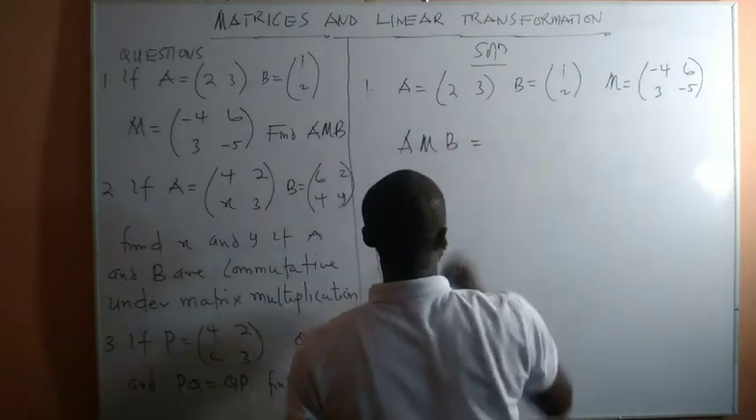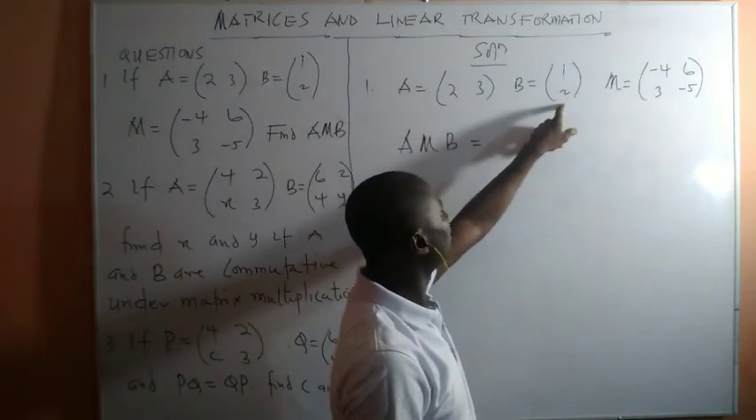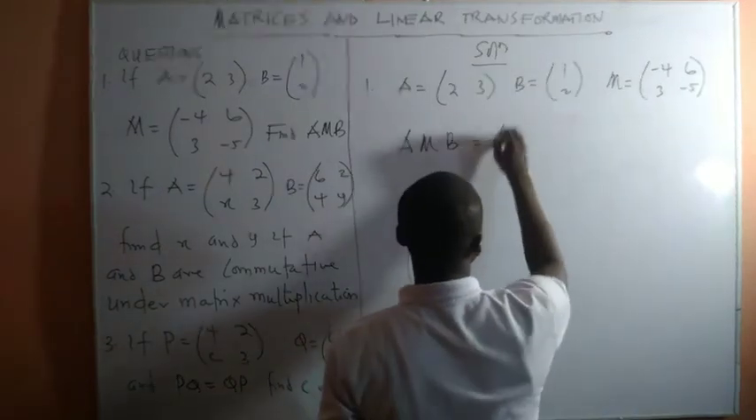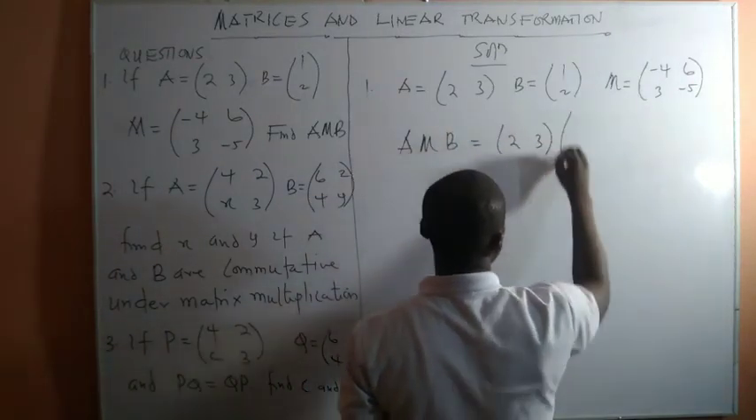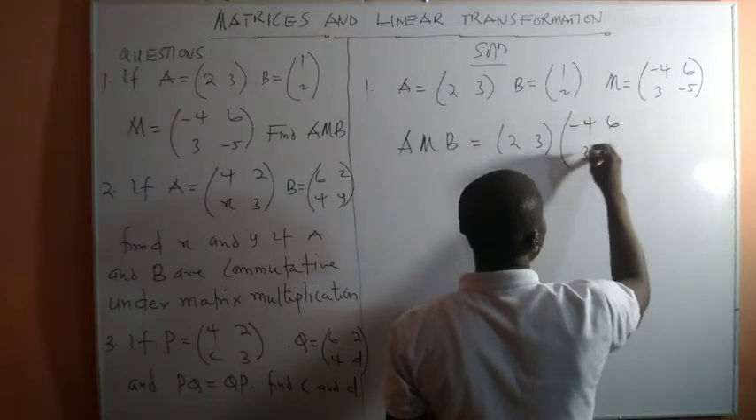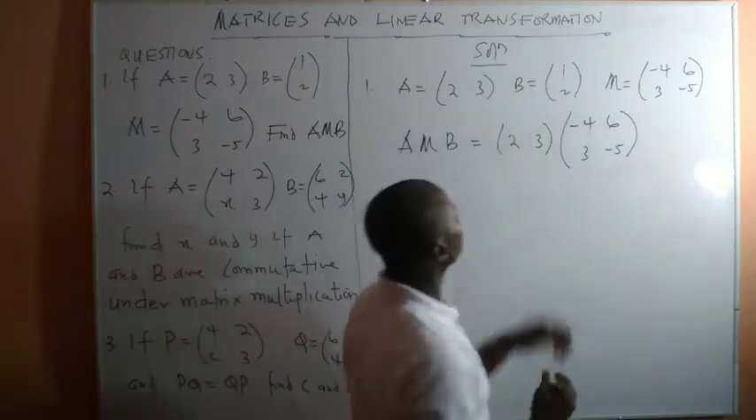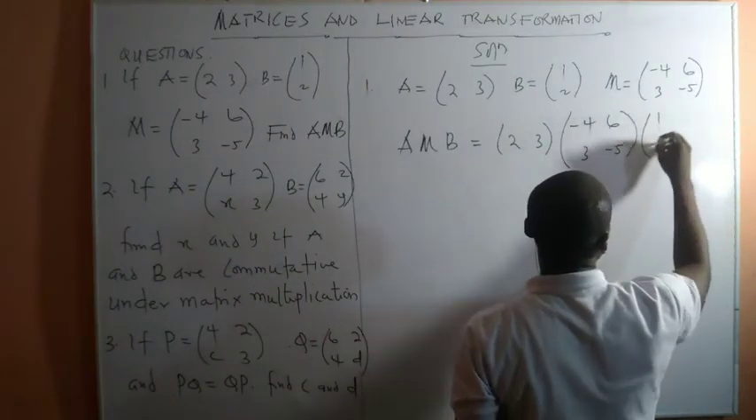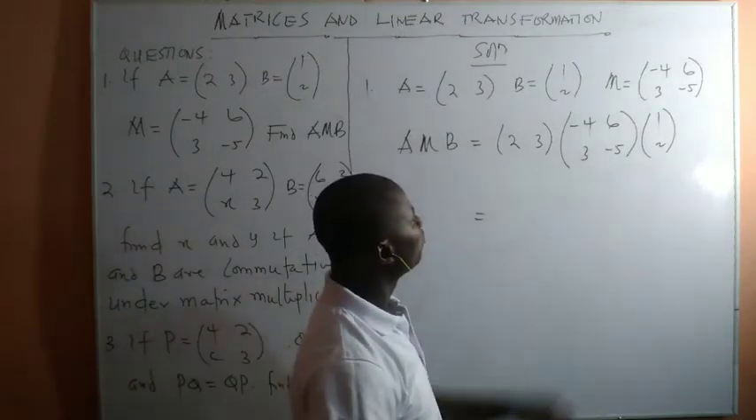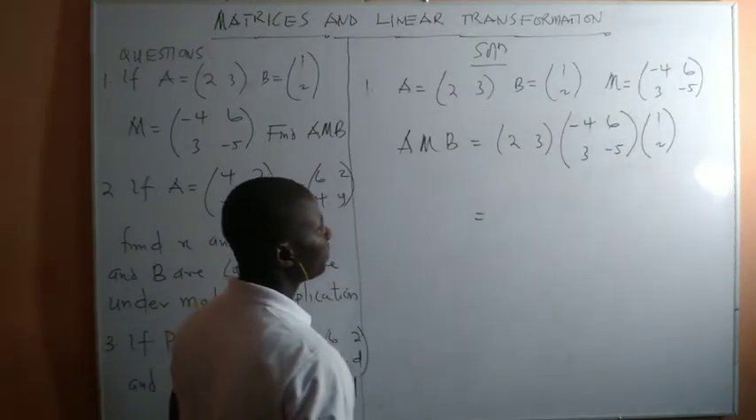Don't forget that the matrix A is a row matrix, the matrix B is a column matrix, and the matrix M is a 2 by 2 matrix. So A is the row matrix, [2, 3], multiplied by the matrix M, that is [[-4, 6], [3, -5]], then we multiply by B, the column matrix [1, 2]. So we first multiply the row matrix by the 2 by 2 matrix. Whatever we get, we use to multiply the column matrix.